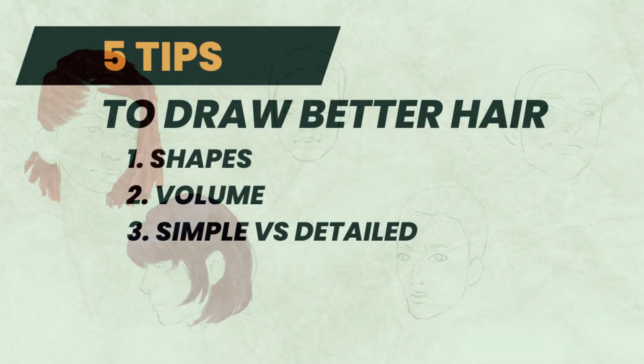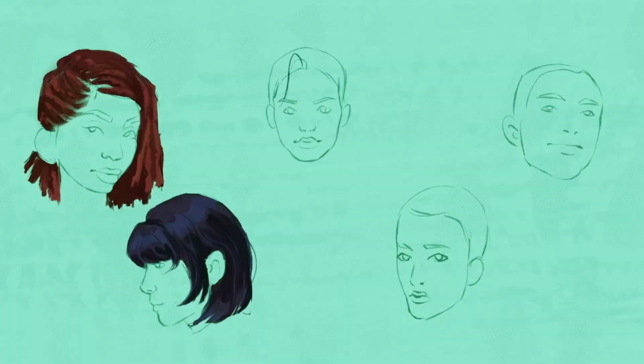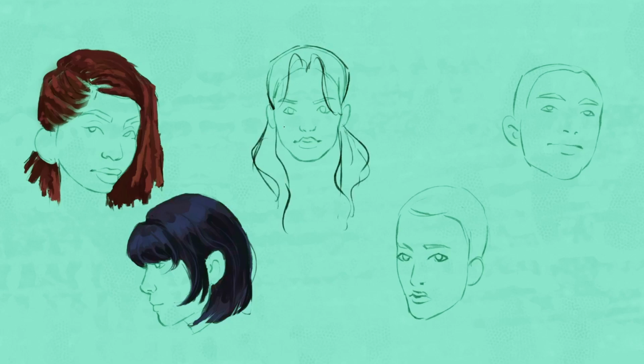Tip number 3 is simple versus detail. When drawing the hair, don't feel overwhelmed to draw every little part of the hair and give lights and shadow to every part of the hair. Just focus on some main areas and add the details to these, and the rest of the hair should be quite simple.